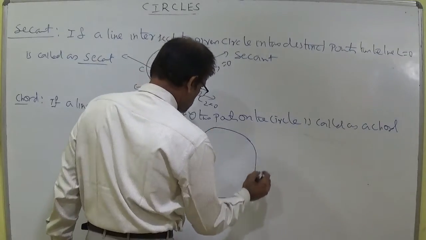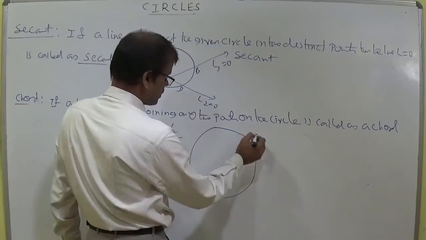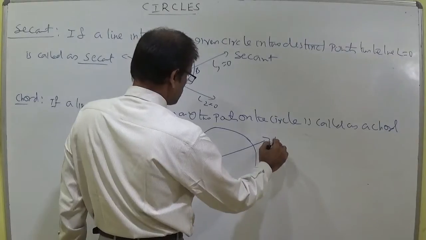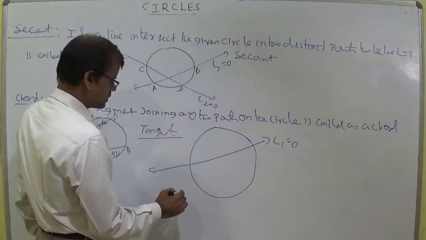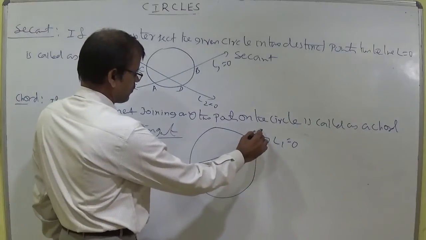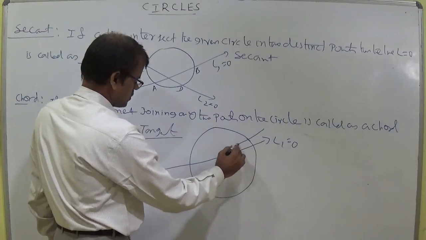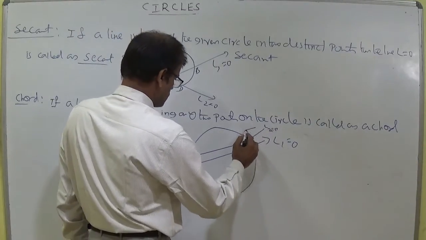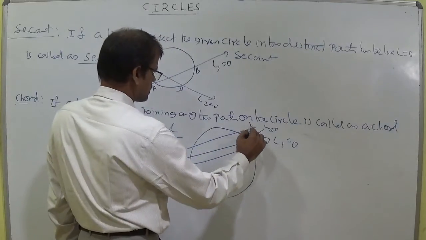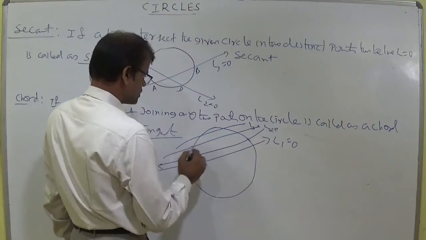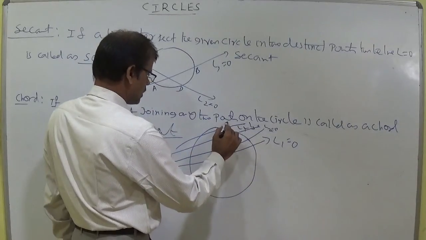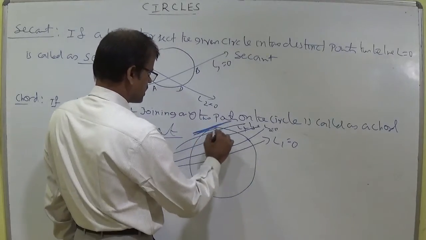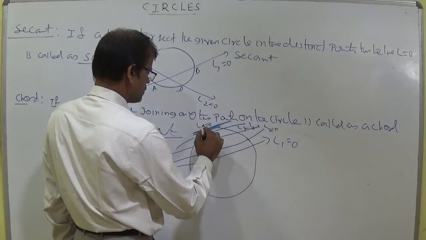The secant means here, by drawing this diagram, I want to discuss with you something. Let this be L1 equal to 0. This is intersecting. Next, let this be L2 equal to 0, intersecting like this. This is L3 equal to 0. Next, this is L4 equal to 0. Draw like this. This is the tangent, L5 equal to 0.